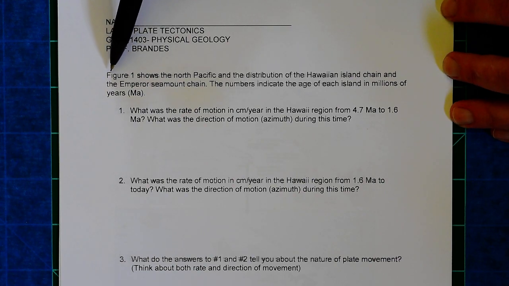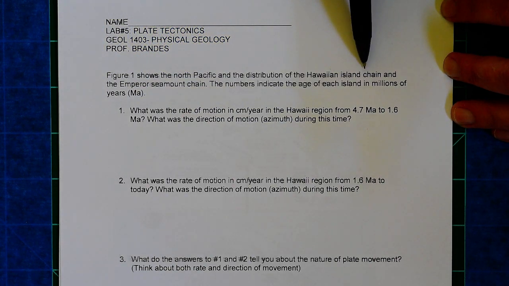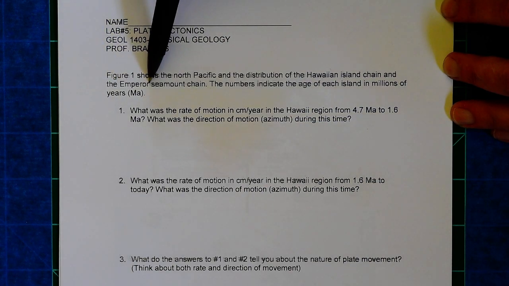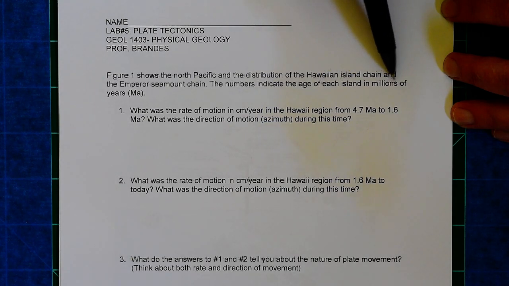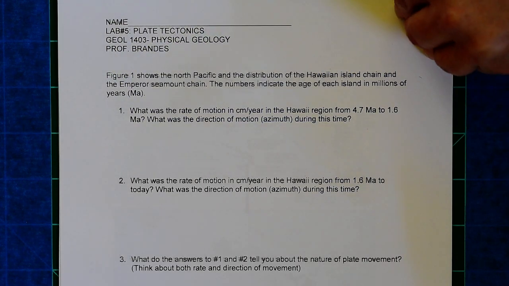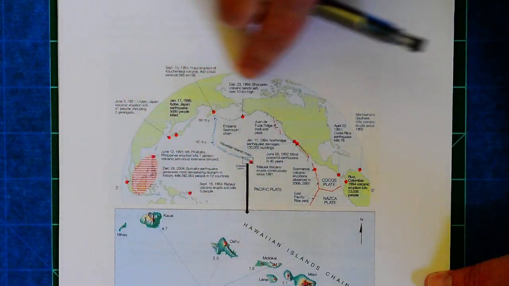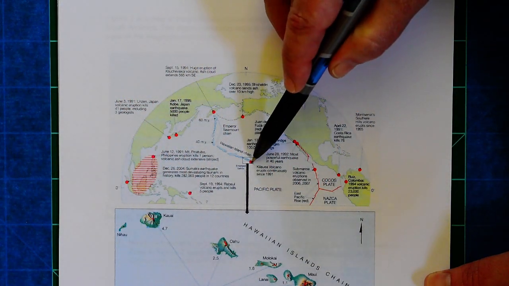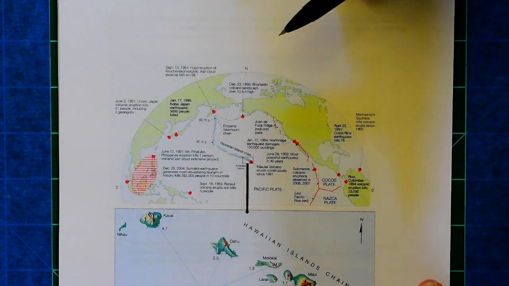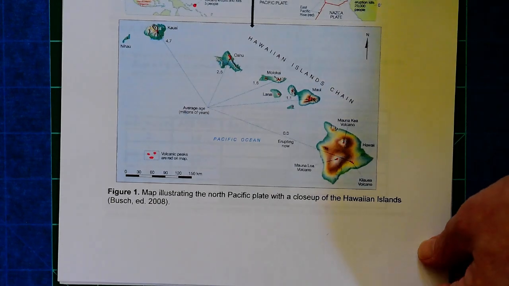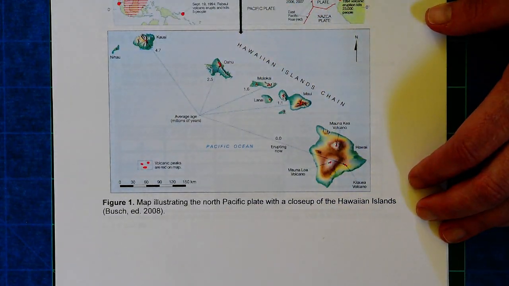So first of all, it says figure 1 shows the North Pacific and the distribution of the Hawaiian Island chain and the Emperor Seamount chain. The numbers indicate the age of each island in millions of years. So let's look at that. So here's our big example of the North Pacific. There's the Hawaiian Islands, there's the Emperor Seamounts. Now, if we look down here, here we have a close-up of the Hawaiian Islands.